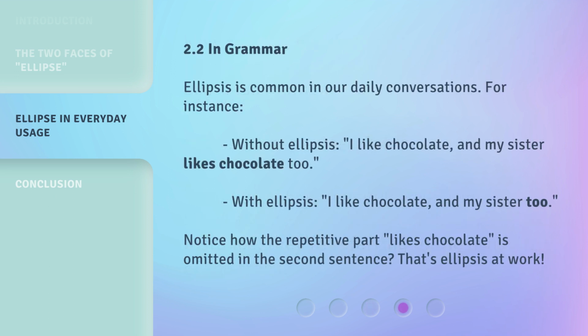2.2 In grammar, ellipsis is common in our daily conversations. For instance, without ellipsis, "I like chocolate, and my sister likes chocolate too." With ellipsis, "I like chocolate, and my sister too." Notice how the repetitive part, likes chocolate, is omitted in the second sentence? That's ellipsis at work.